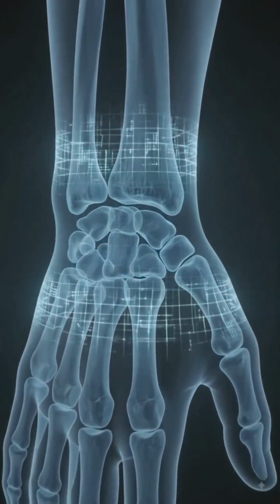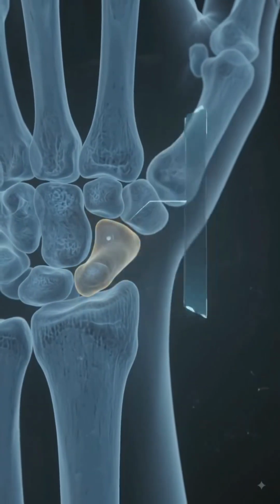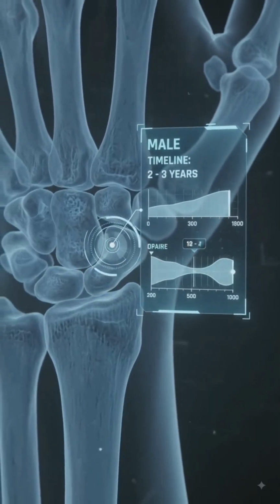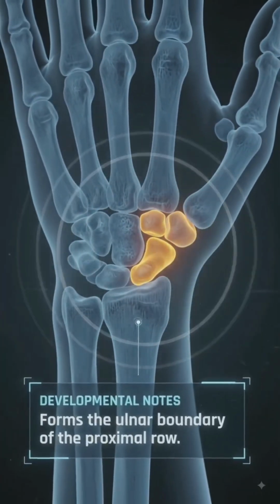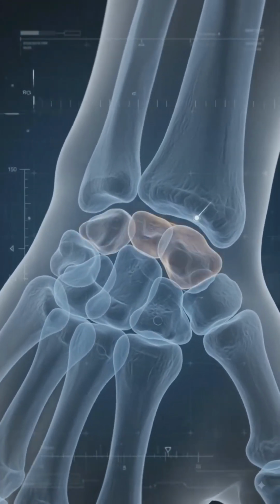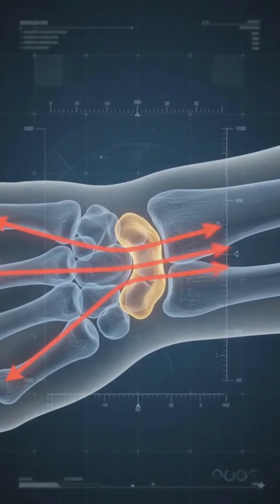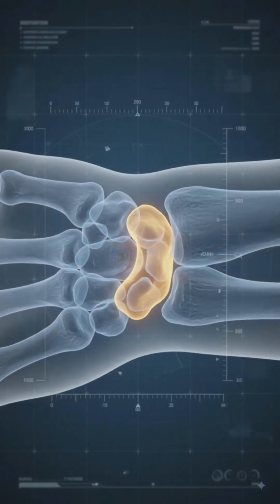In females, the triquetrum ossifies between 9 months and 4 years. For males, it typically occurs between 2 to 3 years. It forms the ulnar boundary of the proximal row. The lunate bone is central to the wrist. Ossification occurs from 18 months in females and up to 5.5 years in males.